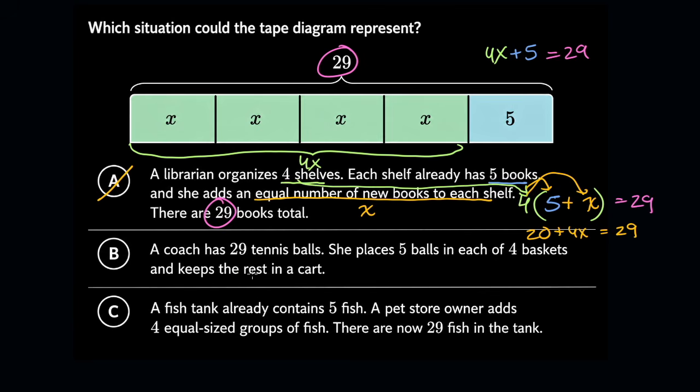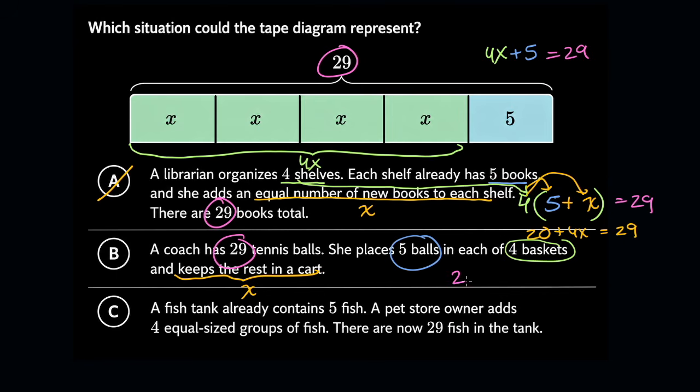A coach has 29 tennis balls. I'll color code it again. Whoops, let me do the pink, because 29 I'm trying to do it in pink. Has 29 tennis balls. She places 5 balls in each of 4 baskets, and keeps the rest in a cart. So let's call this the unknown. This is x.